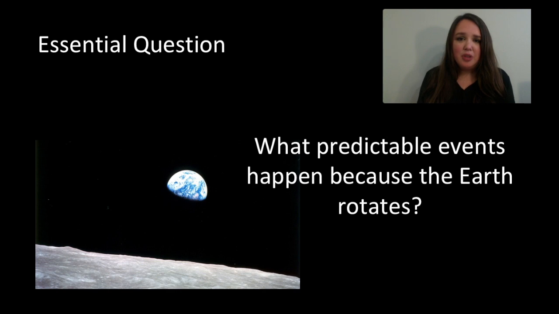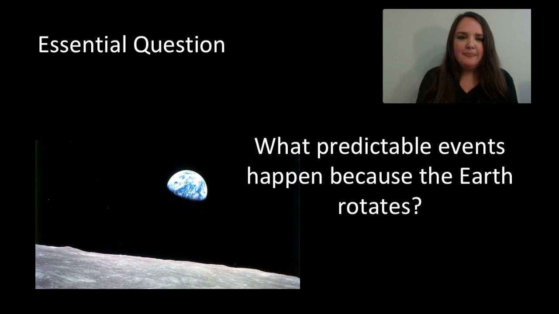All right, what did you come up with? Did you think about day or night? If you did, you're on the right track. Day and night are predictable events that happen because the Earth rotates. But let's dig a little bit deeper. What does day and night really mean? How is that occurring? I don't know about you, but when I think of day and night, I end up thinking of a few more questions. Let's go over some of these questions and see if they can help us narrow down an explanation for day and night.